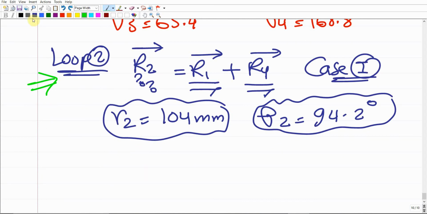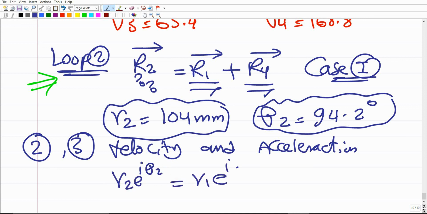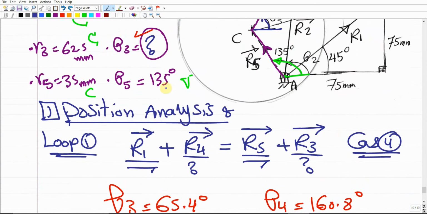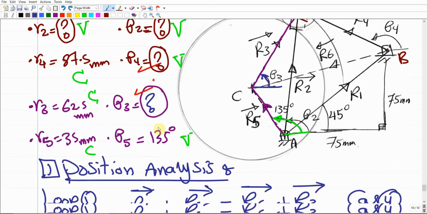Now, for the velocity analysis and acceleration analysis, so 2 and 3, what you're gonna do, you're just gonna do time derivative of this equation, which is R2 e^(i theta 2) plus the R1 e^(i theta 1) plus the R4 e^(i theta 4). You should understand that this term, its time derivative is going to be 0. Why? R1 and theta 1 are constants. R4 is constant, theta 4 is variable, as we defined up there, right? Theta 4 is variable, R4 is constant, but R2, theta 2 both are variable.